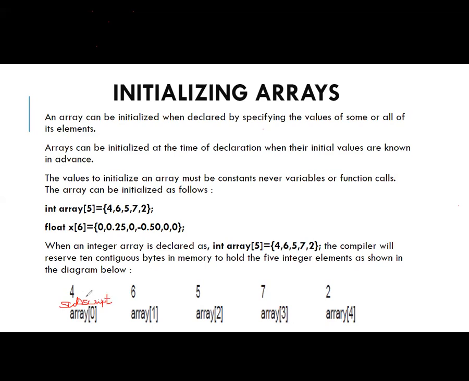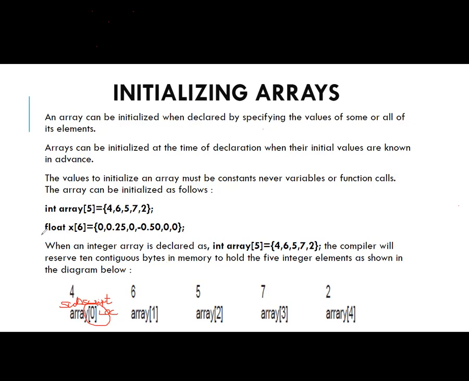Subscript means it is giving you the location. Okay, so what is this? This is the location in the array. Then 6 is at 1, 5 is at 2, 7 is at 3, and 2 is at 4. These are going to occupy contiguous memory, or you can say contiguous bytes in the memory.